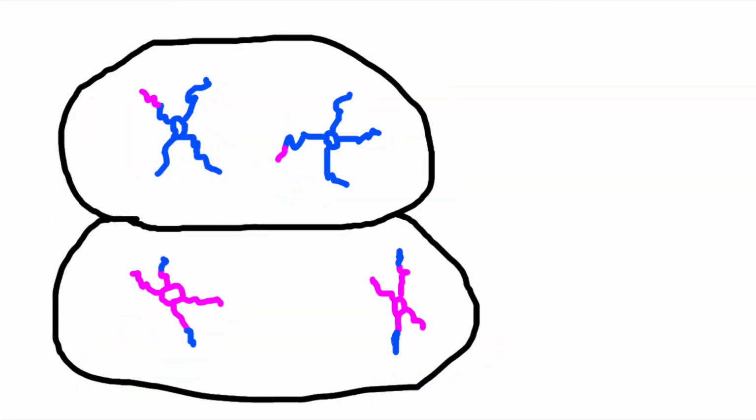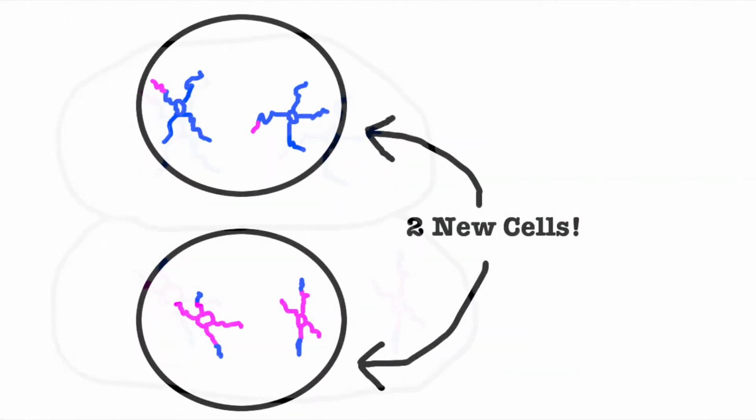The final part of phase 1 is telophase 1, where the cell divides into two. During this phase, the centrioles and spindle fibers begin to break down. Then the chromosomes begin to uncoil. And the cell splits in half, creating two new cells through cytokinesis, where the cytoplasm splits and pinches itself.